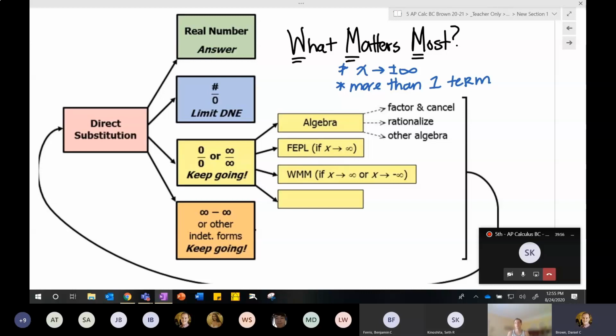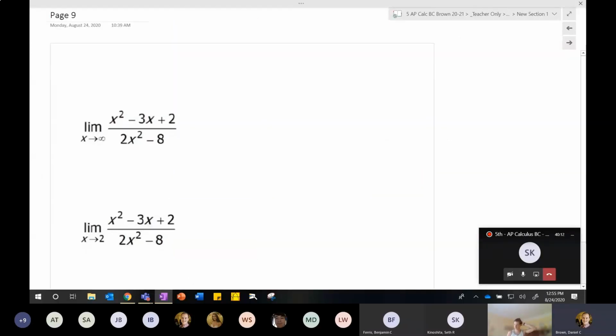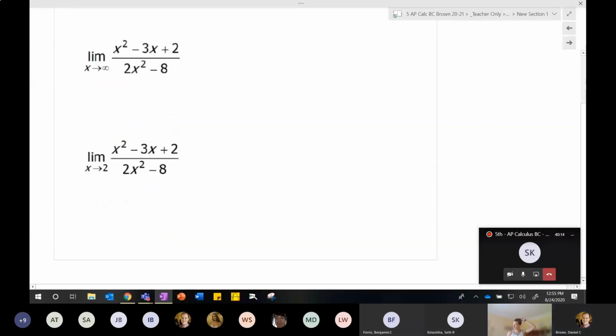Oftentimes we will also be using what matters most and FEPL within the same problem. What matters most helps you eliminate terms. FEPL can sometimes help you determine which terms matter the most. So for some examples, I have these two to start off with, two simple rational expressions. That's going to be what we're most familiar with.